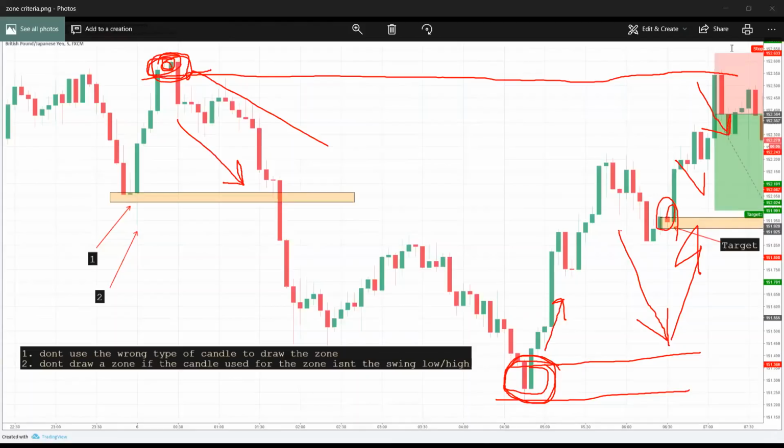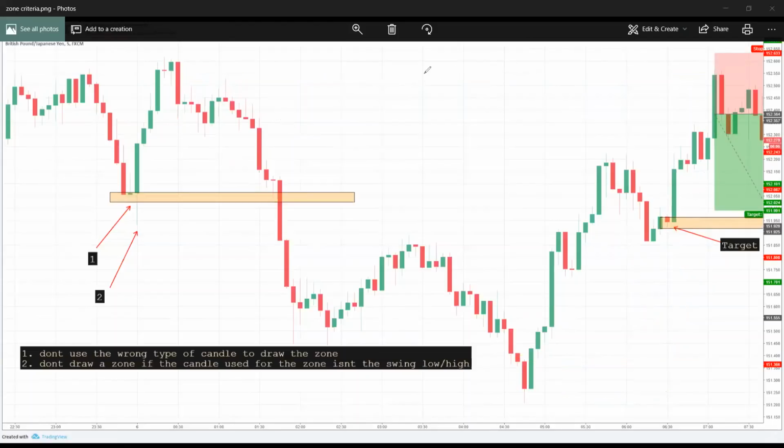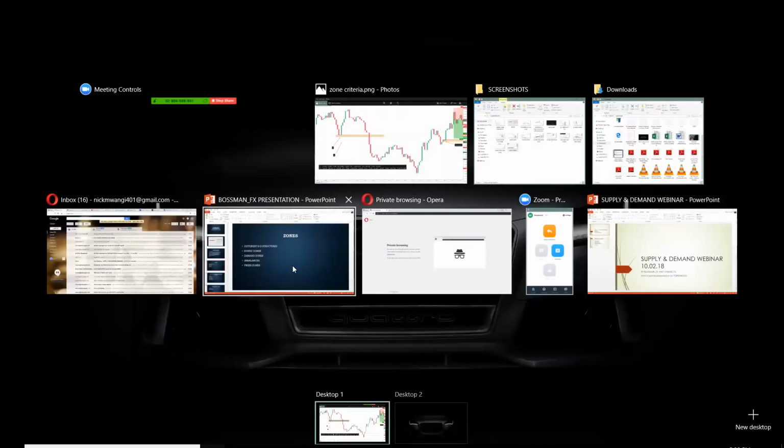Do you only target a certain amount of pips, or is your strategy zone to zone? I'll get to that, bro. I have it in the presentation. So since I wanted to just explain the imbalances at first, let me go back to the presentation.